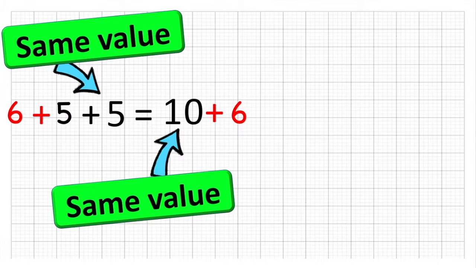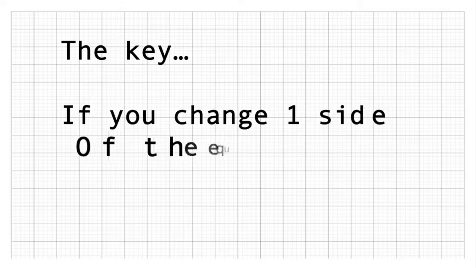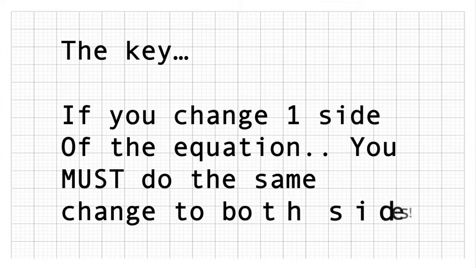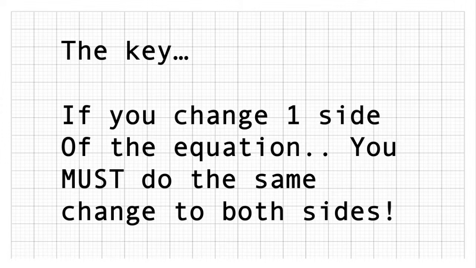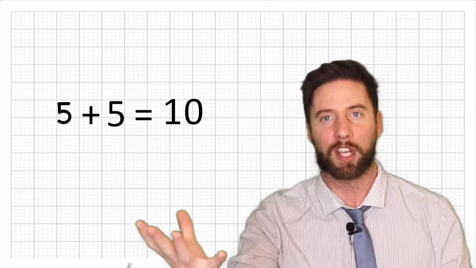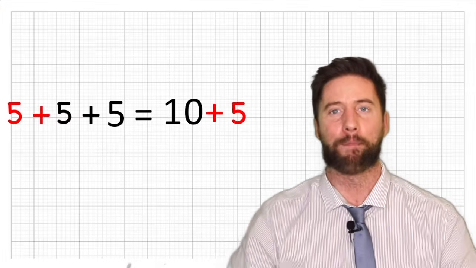So I am going to say that again, it is so important. The key is, if we are going to change something in an equation, we have to change the same thing on both sides. If we are going to add 5 to one side of the equation, we must add 5 to the other side for it to remain in balance.